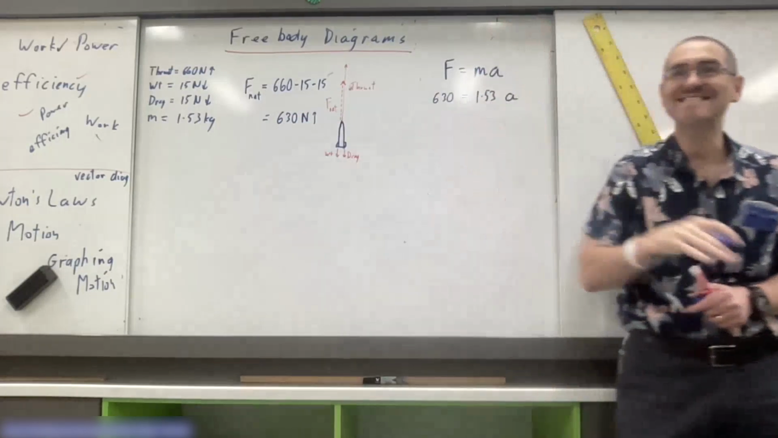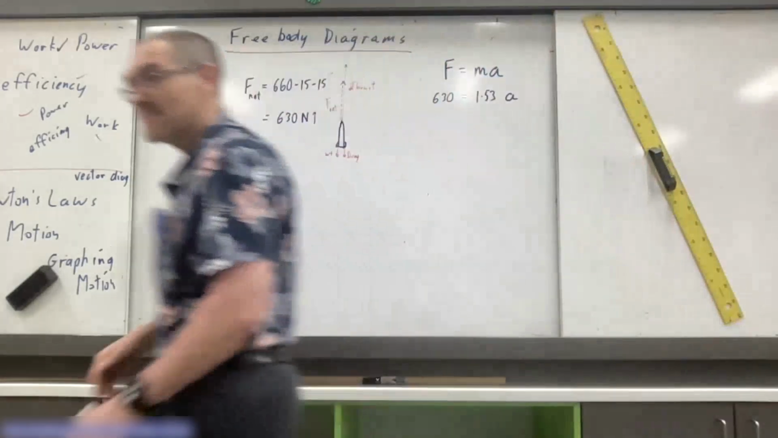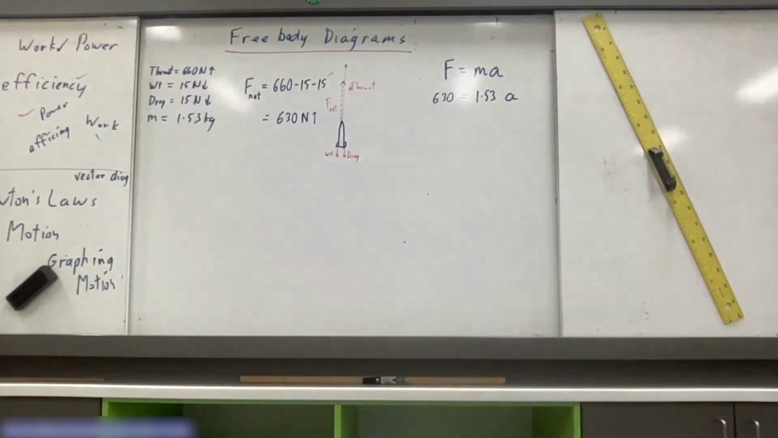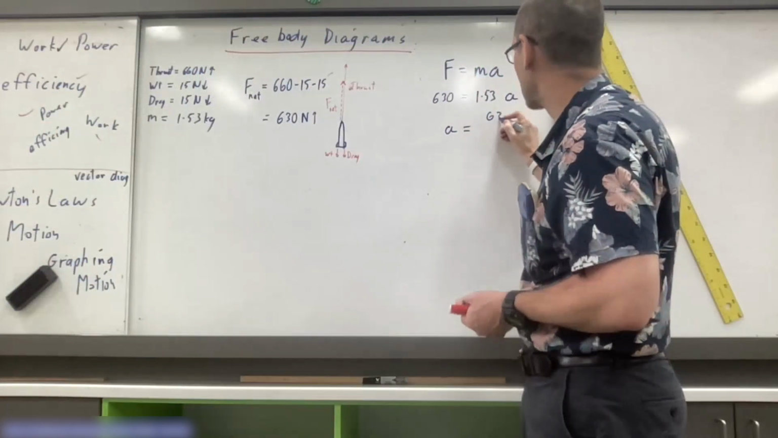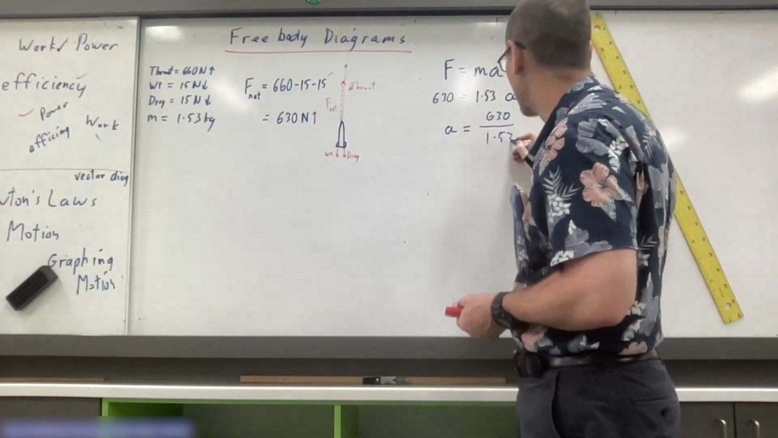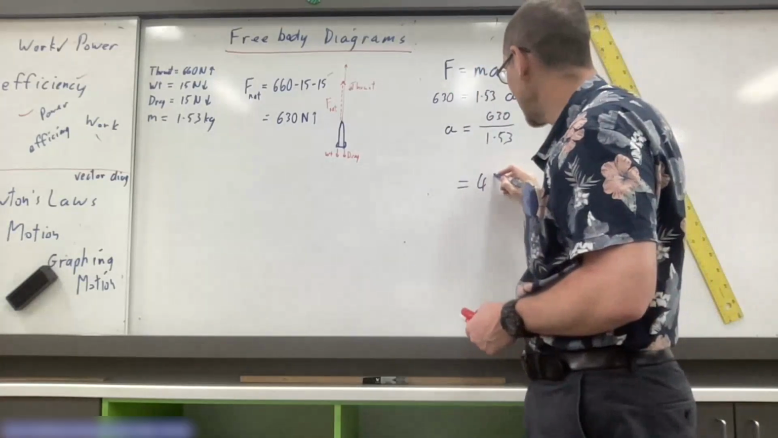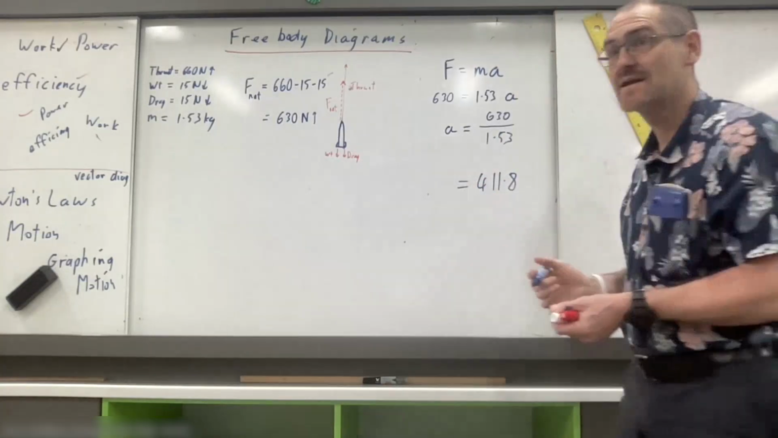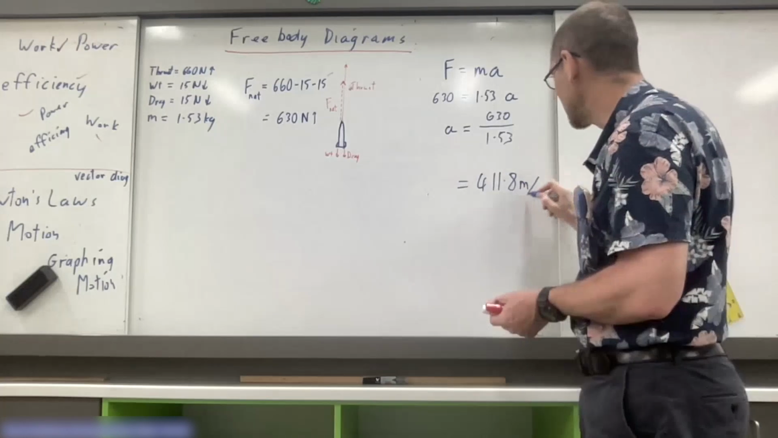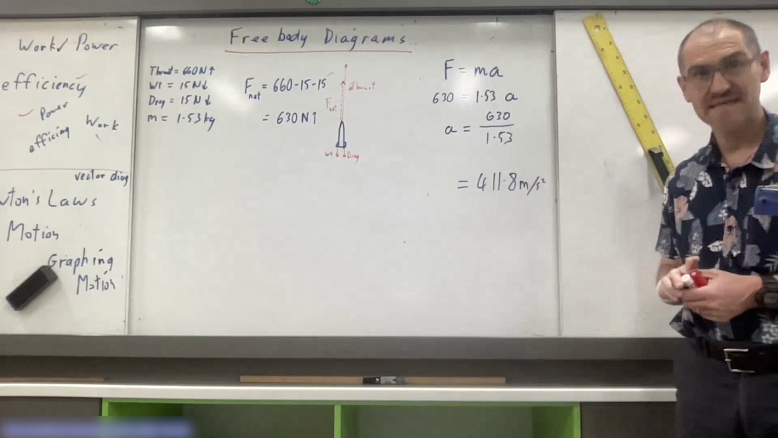What is the next line? I'm going to come around and just look. You point to the next line, and I'll give you a thumbs up or a thumbs down. Okay, so our next line, A equals 630 over 1.53 equals whatever that number is. What is it? 411.8. And what are my units? Meters per second squared, did someone say? That one there, okay?